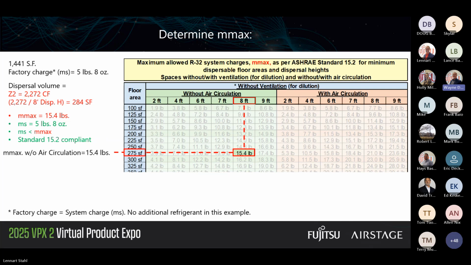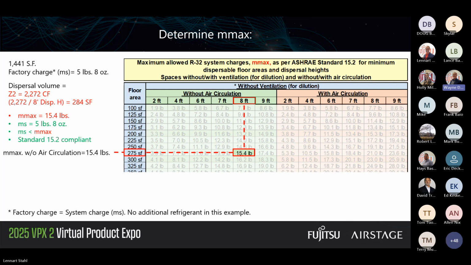So let's take a look. 275 square feet, intersect that with the 8-foot column for the dispersal height. And that is under the green, that is without air circulation. Air circulation, again just to clarify, is initiating fan operation of the indoor unit. That's it. This is, again, without outside air. So right away we can see our Mmax, our max allowable refrigerant charge for that smallest zone, is 15.4 pounds.